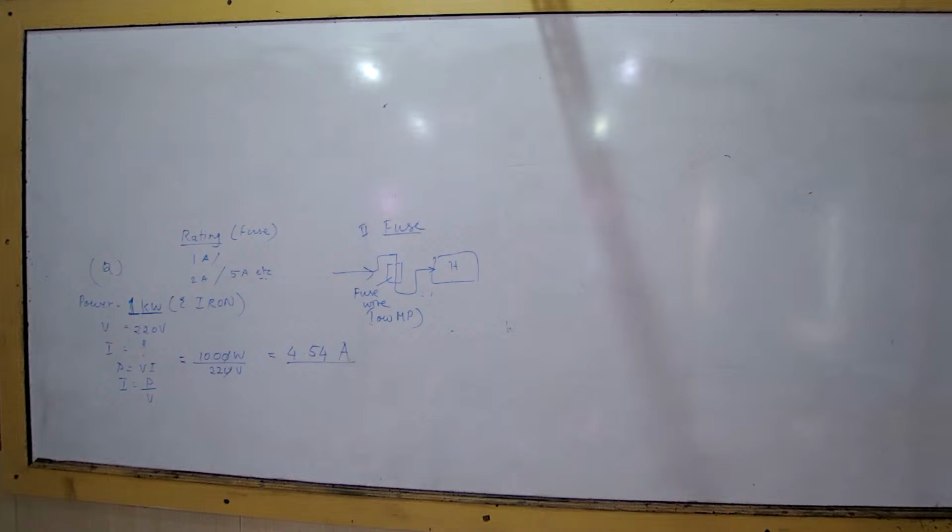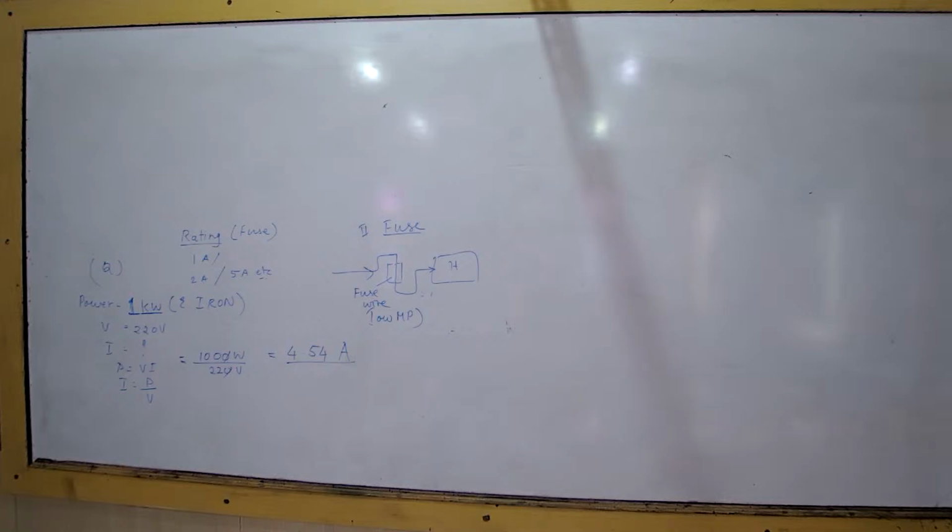So if you are having 4.54 amperes flowing in the circuit, obviously you are going to require a 5 amp fuse. Okay? So nothing more should flow into the circuit. That's why you use a fuse wire based upon the quantity of current being drawn.